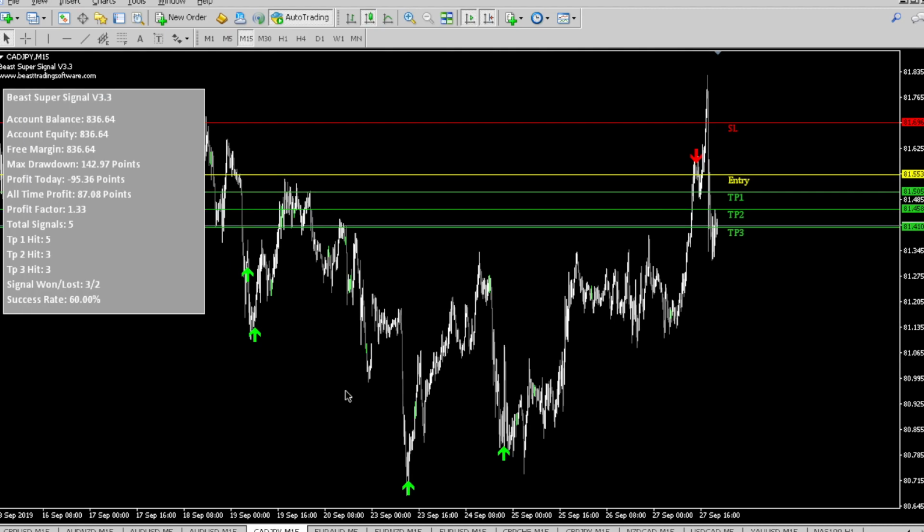Moving on, we have the Canadian dollar and yen. We had a buy signal here, which was a loss. Here we had a buy, which was a win. Another buy is a win. Another buy is a win. And here we had a sell signal, which unfortunately, due to some fundamentals, did take us out.